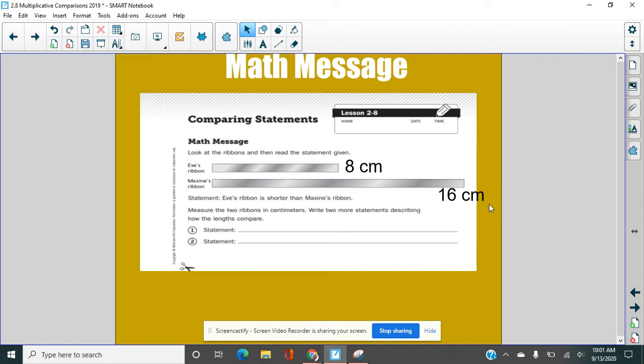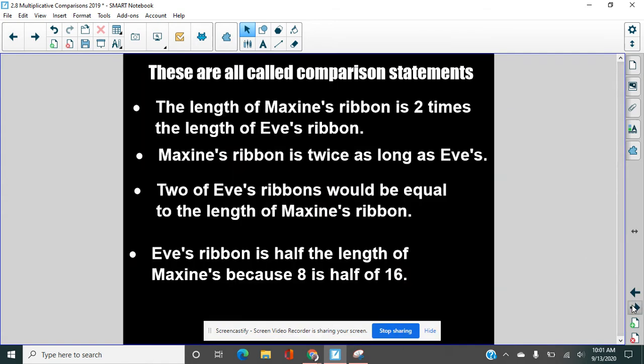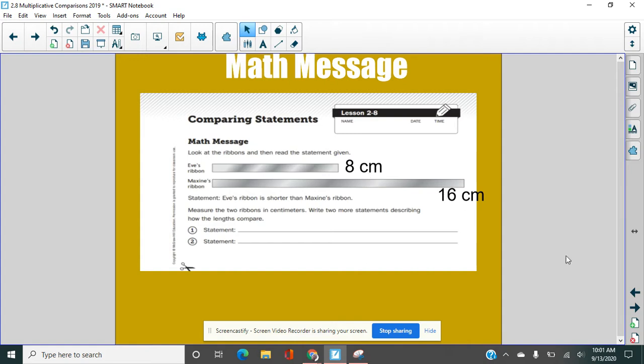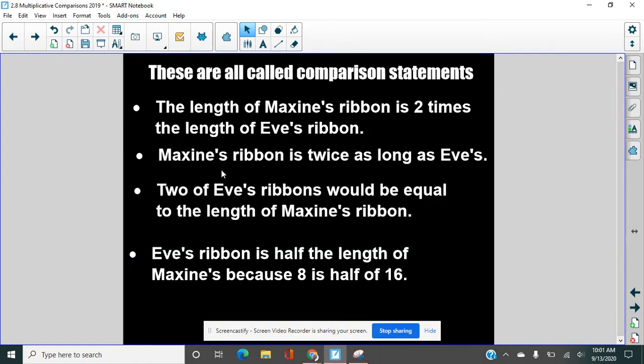All right, so things that you might have said, right? These are all comparison statements. The length of Maxine's ribbon is 2 times the length of Eve's ribbon, right? 8 times 2 is 16. Maxine's ribbon is twice as long as Eve's. Two of Eve's ribbons would be equal to the length of Maxine's ribbon. Eve's ribbon is half, or smaller than the length of Maxine's, because 8 is half of 16. All of these types of statements are called comparison statements.